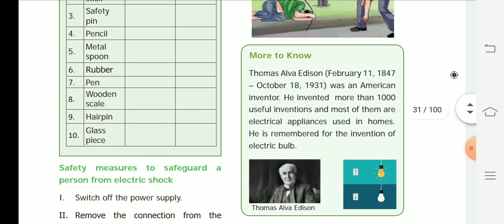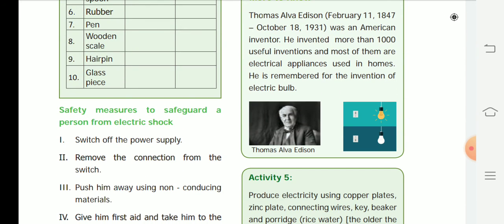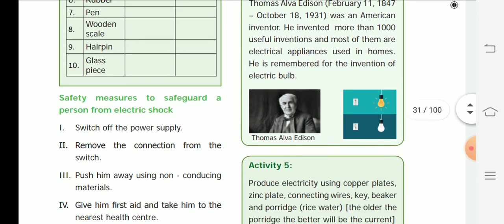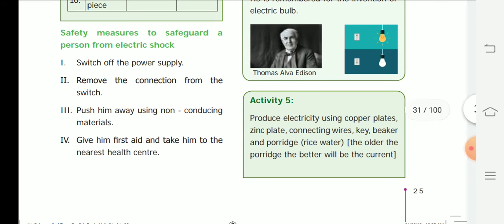Okay, now safety measures to safeguard a person from electric shock. How to follow the safeguard for safety from electric shock? First one, switching off the power supply is a must. Remove the connection from the switch. Push him away using non-conducting materials. Give him first aid and take him to the nearest shelter.